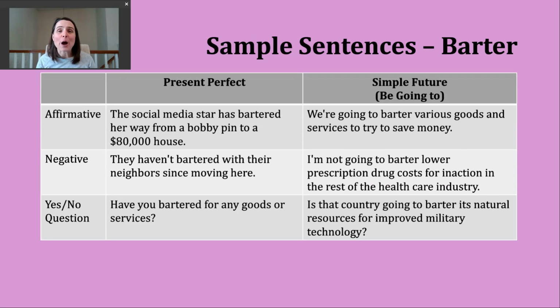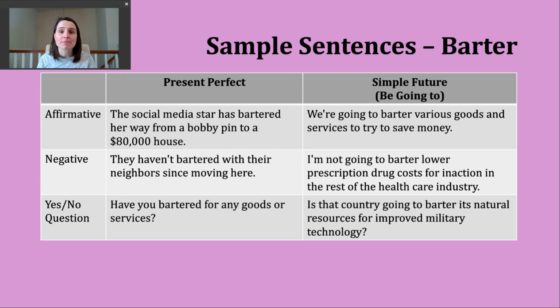Now let's practice our verb of the day, barter, in a couple different verb tenses. Today we'll focus on the present perfect and the simple future, focusing on be going to. We'll start with the present perfect. We use this verb tense to talk about an action that happened at some unknown point in the past. We also use it to describe actions that started in the past but continue into the present.